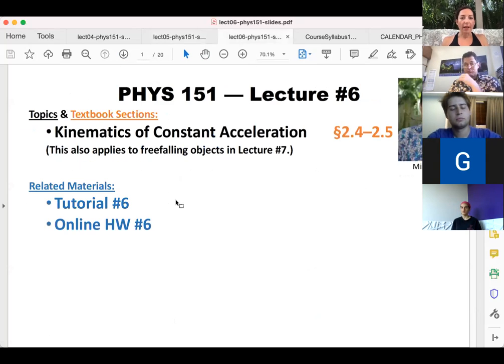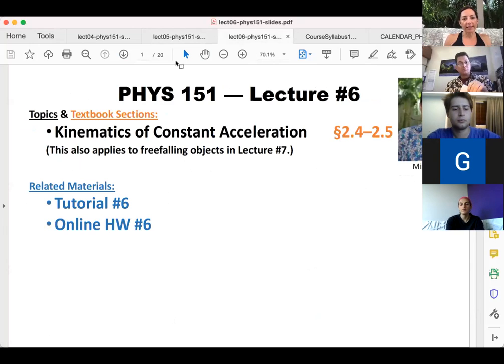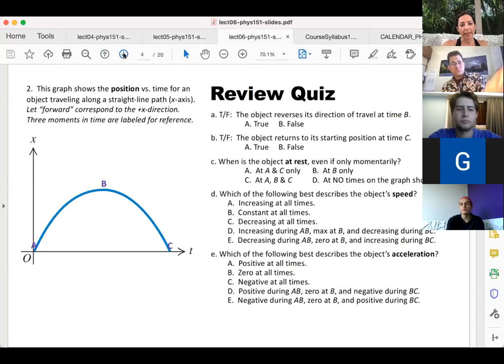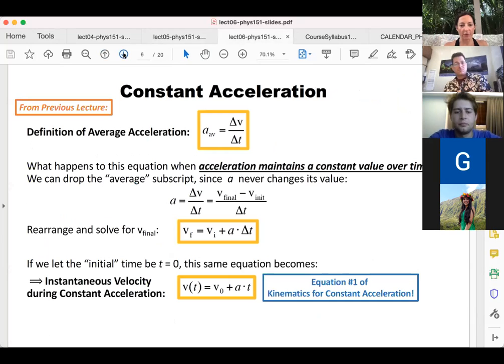Okay, lecture number 6. This one was the kinematics of constant acceleration. There are some review quizzes again that you need to do at the beginning to see if you got it. Then we just finished with the definition of the average acceleration. What happened to this equation when the acceleration maintains a constant value over time? We can drop the average and just say a, because a never changes its value, right?